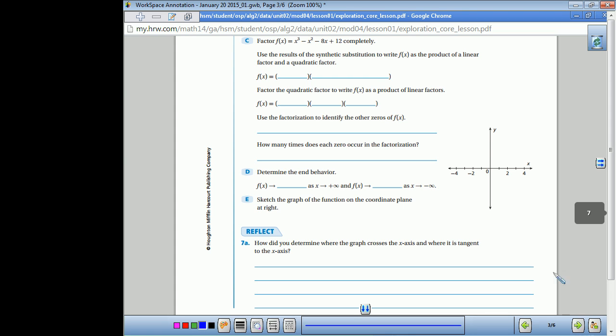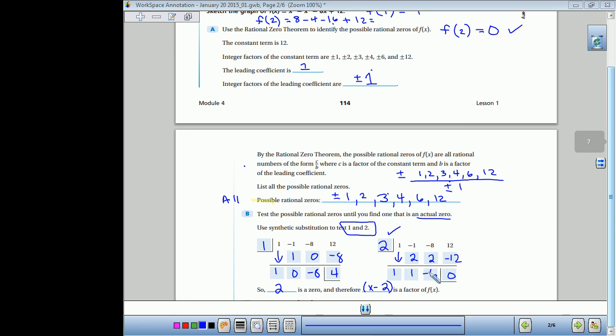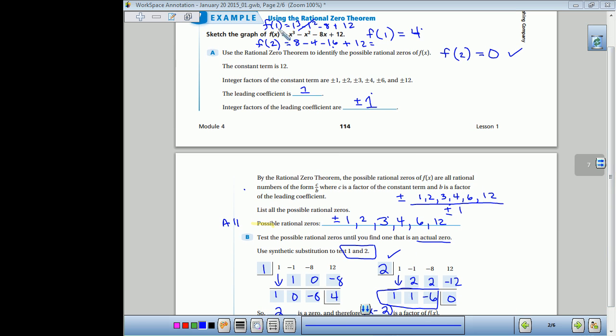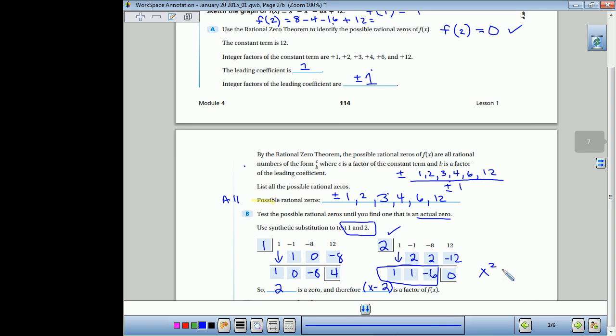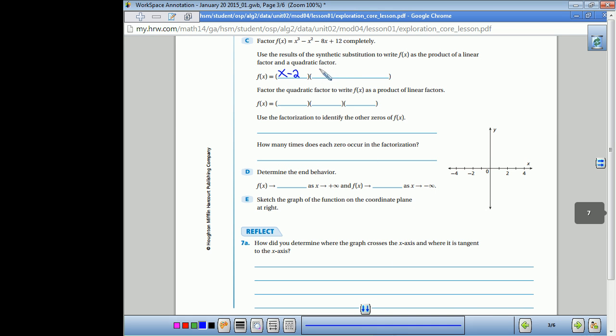Okay, so let's keep going. So we know that x minus 2 is a factor. Well, what are we left with right here, folks? If we took a cubic function and divided out x minus 2, we're no longer left with a cubic, because we took the x minus 2 out. What are we left with right here? A quadratic. This is x squared plus x minus 6, isn't it? So when we factor out that x minus 2, we're left with x squared plus x minus 6.